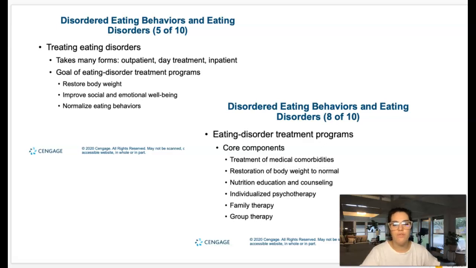So the overall goal for eating disorder treatment programs is to restore a healthy body weight, to improve social and emotional well-being, and to normalize the individual's eating behaviors. So there are a lot of components to a good eating disorder treatment program that, of course, are going to include these goals, but they may also include psychotherapy, nutrition education and counseling, as well as family and group therapy.